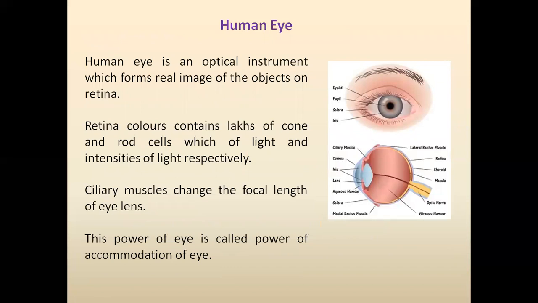Now, the human eye is an optical instrument which forms a real image of an object on the retina. The retina contains lakhs of cone and rod cells, which respond to colors of light and intensities of light respectively. The eye muscles change the focal length of the eye lens. This ability of the eye is called the power of accommodation of the eye.